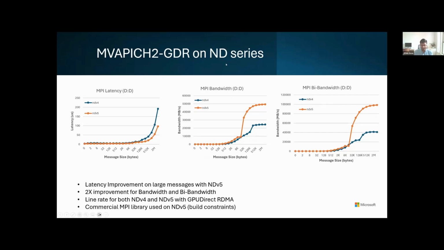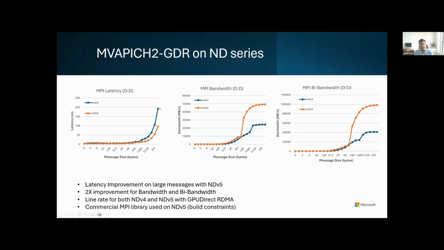Similar thing here on the ND series. Similar to the previous slide, I compare NDv4 and NDv5. NDv4 is based on the HDR generation and A100, and NDv5 is H100 and NDR. Here also we see a slight improvement in latency, especially for large messages.